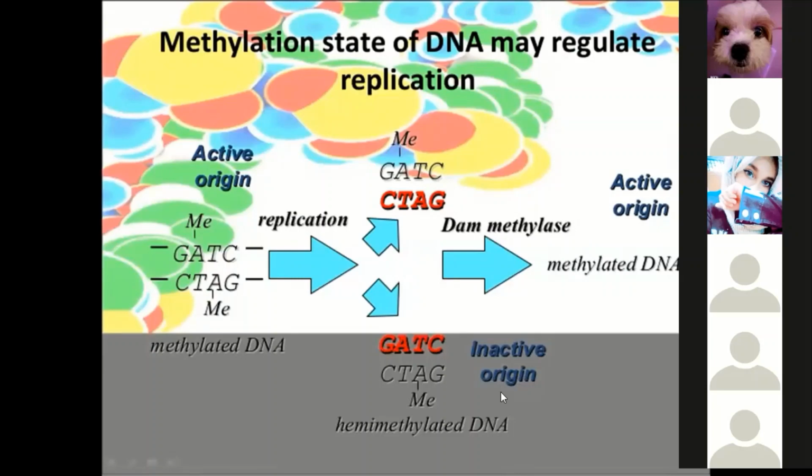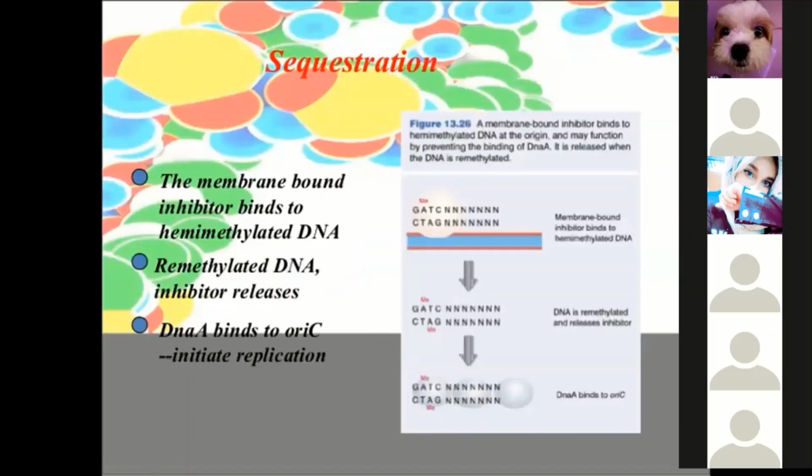This is an inactive origin. So only the methylase has to function, and then the other thing is sequestration. The membrane bound inhibitor binds to hemimethylated DNA at the origin and may function by preventing the binding of DnaA. This example is in the case of prokaryotes, but in eukaryotes it might also be similar, where there are other proteins responsible for initiation of the process.